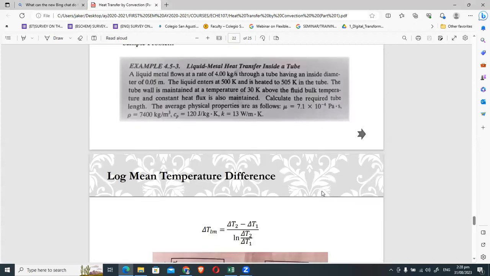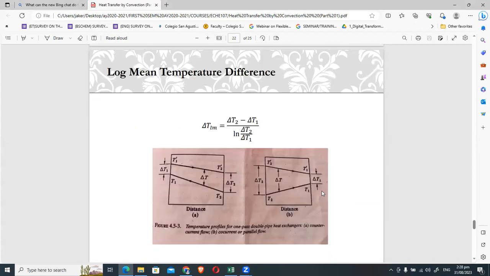Okay, so that's the sample problem we just tackled. Now we go to the log mean temperature difference. We use the log mean temperature difference if we have a case of fluids that are transferring heat one from the other. The manner of flow of these fluids can either be co-current or counter-current. I'd like to emphasize and annotate here that this concept is used in a one pass double pipe heat exchanger. So you know that you'll be using the concept of the log mean temperature difference.